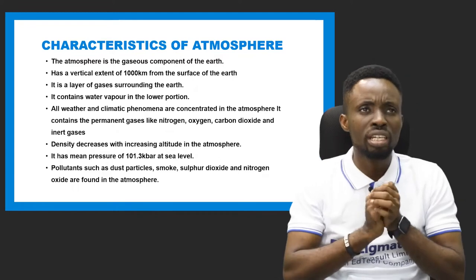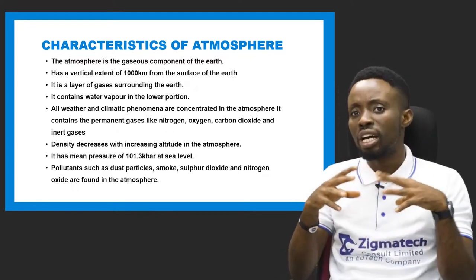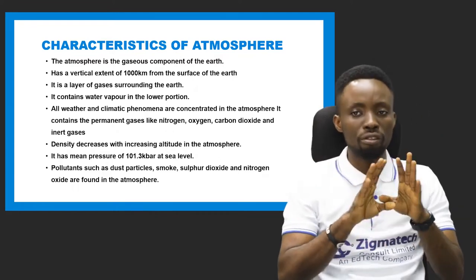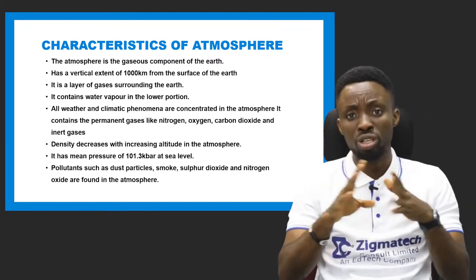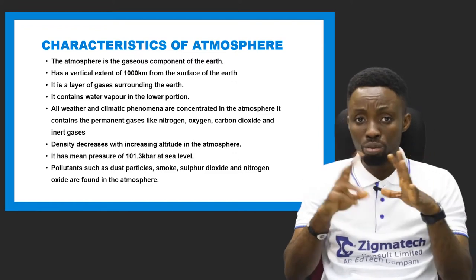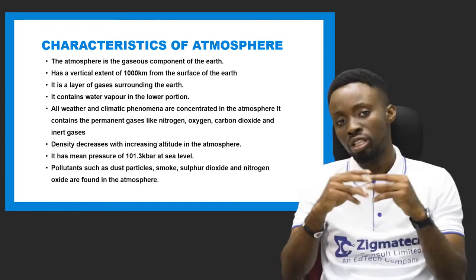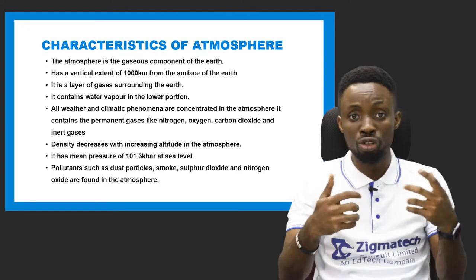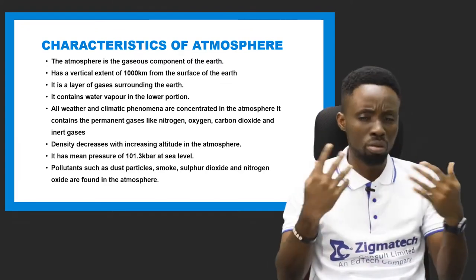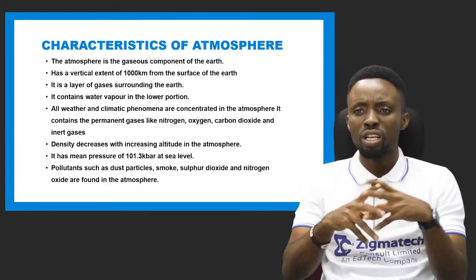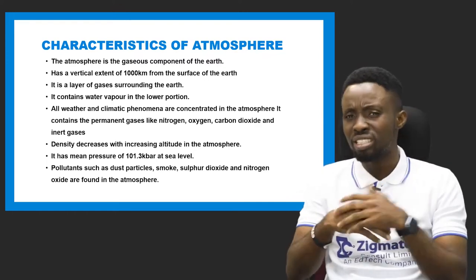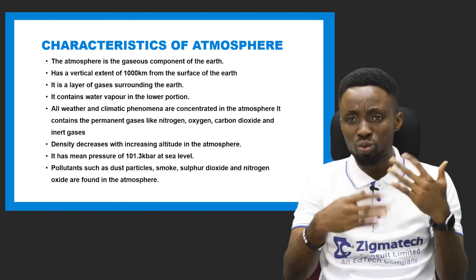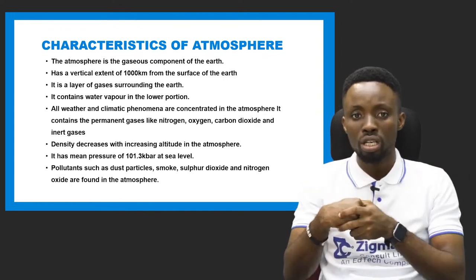So let's look at the characteristics of the atmosphere we have. Now, the first feature of the atmosphere is that the atmosphere is actually the gaseous component of the Earth. If you look at other components of the Earth, you discover that the atmosphere is just that layer that is made up of gases like nitrogen, like oxygen, like carbon dioxide, and the rest. And also, the vertical extent of the atmosphere from the surface of the Earth is about 1,000 kilometers.